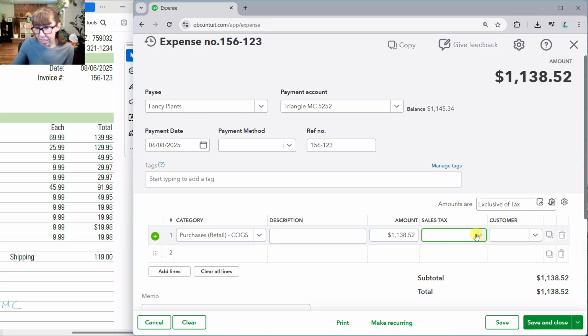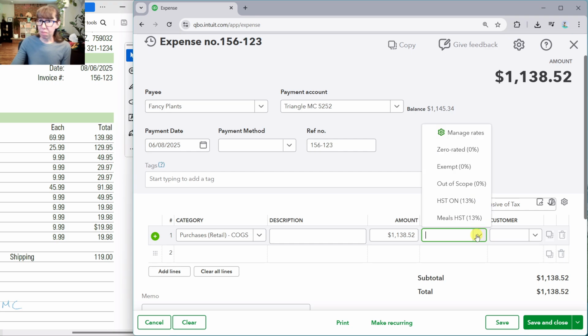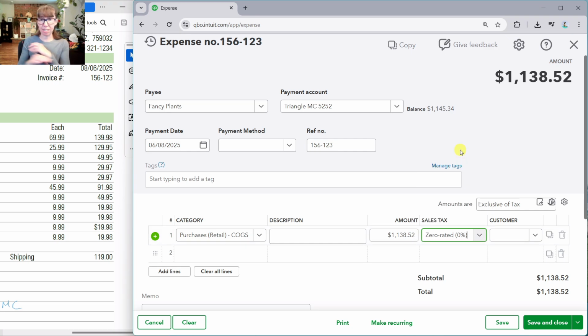And of course, the sales tax is exempt, zero rated, or out of scope. It's not as much of an issue on the expense side. I've already discussed that. It's more important on the sales side to make sure that that gets right.